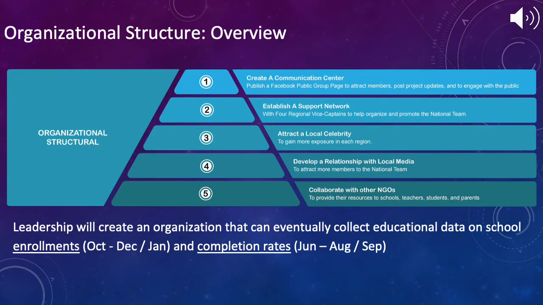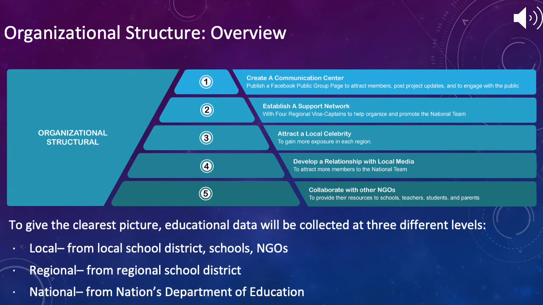Here's a brief overview of the middle of the pyramid, organizational structure. Leadership will create an organization that can eventually collect educational data on school enrollments and completion rates. To give the clearest picture, educational data will be collected at 3 different levels: local, regional, and national. Locally, data will be collected from local school districts, schools, and NGOs. Regionally, data will be collected from regional school districts. And nationally, data will be collected from the nation's Department of Education.